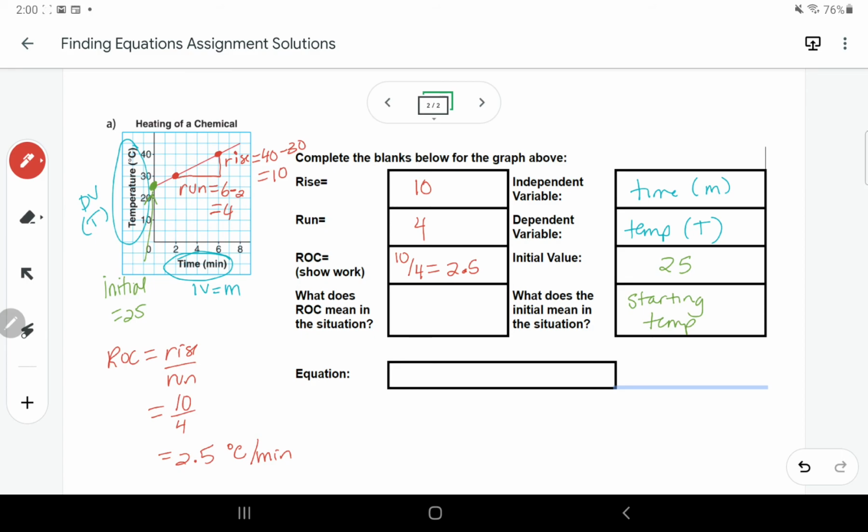And what does the rate of change mean? It's the increase in temperature per minute. So that's how fast the temperature is increasing. It's going up by 2.5 degrees every minute.